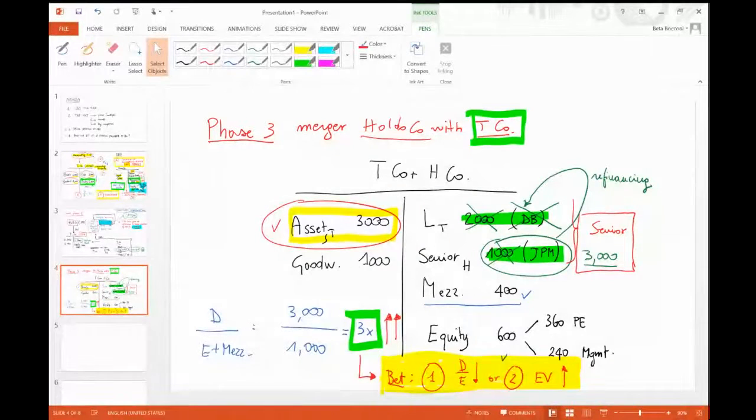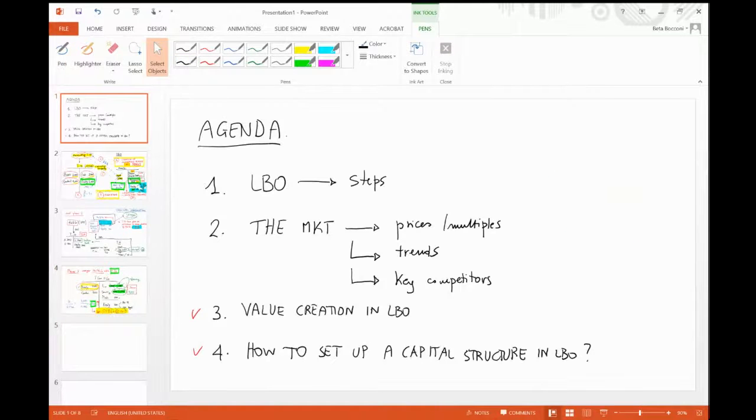So in a short period of time, the bet is successful only if, first, you are able to curb the level of debt over EBITDA or the debt over equity. This is the deleverage option, or to increase the enterprise value. So my point for you is the following, before moving to point number 2.